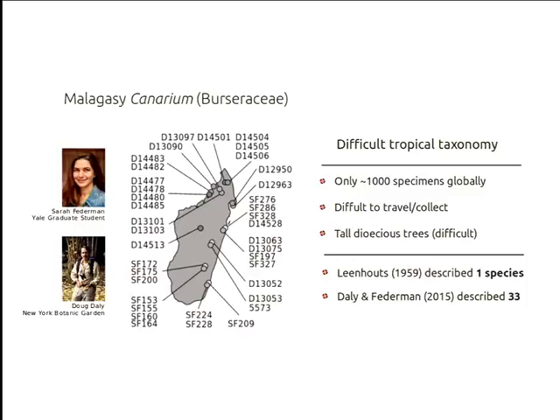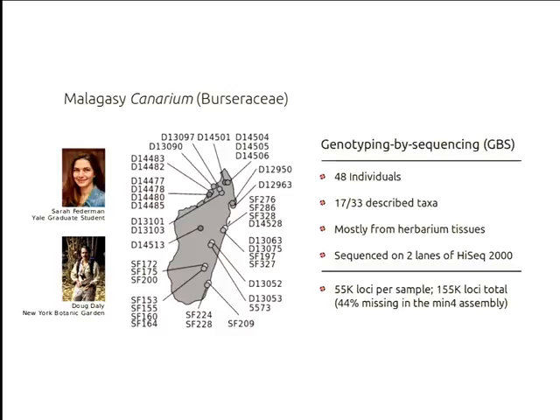So we decided to test this new 33 species hypothesis using genomic data and sequencing many of these taxa. We sequenced a GBS library for 48 individuals. We were able to sample 17 out of these 33 species. Many of them were described from very few specimens, and many of those were not collected in a way that we could get good enough DNA out of them. So we have multiple individuals from many of these taxa, but not from all of them. And we sequenced it to very high coverage. We recovered about 55,000 loci per sample, and assembled a data set with about 40% missing data.